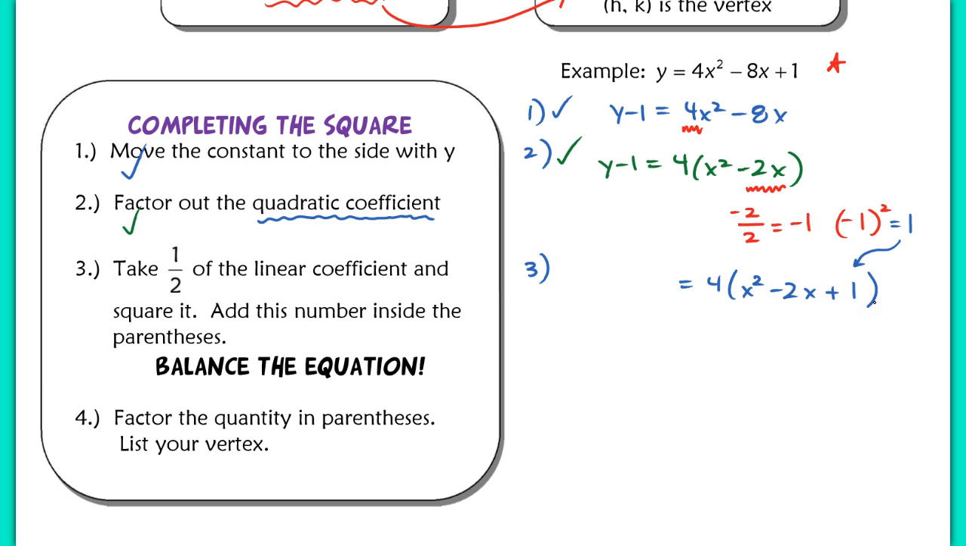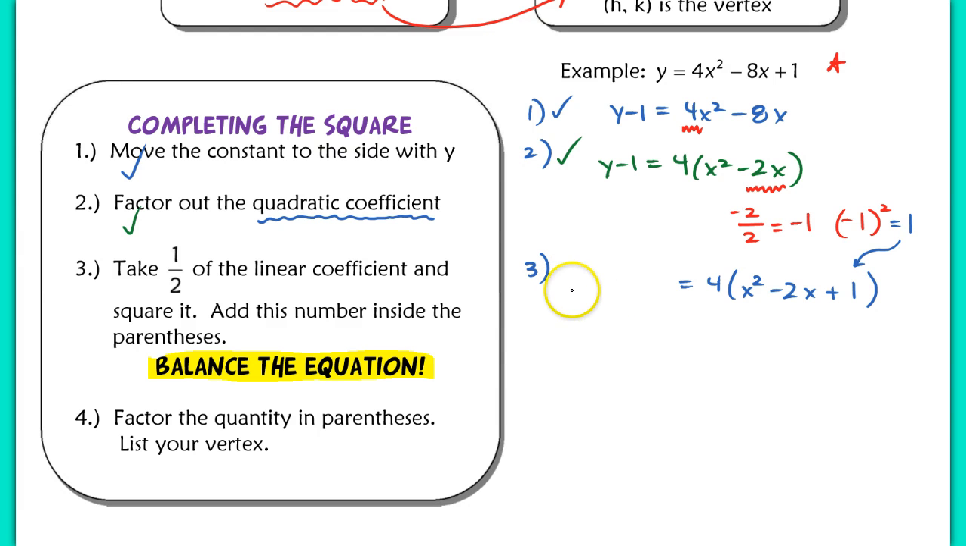Now I have to make sure that I add this number to the opposite side because I need to make sure that I balance my equation. I can't just add 2 or 5 or whatever number to one side of an equation. I always have to make sure that I balance it on the other side.